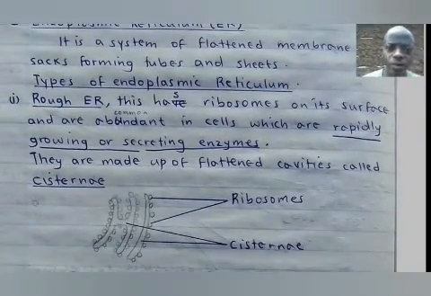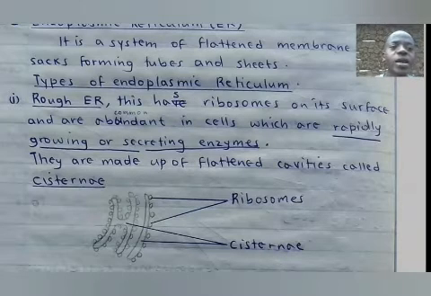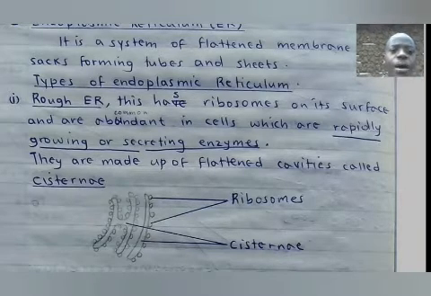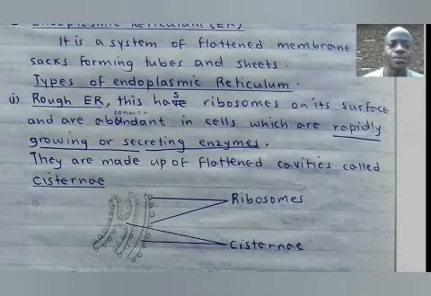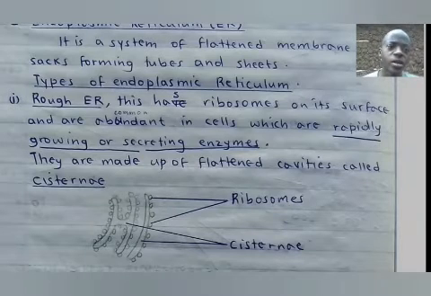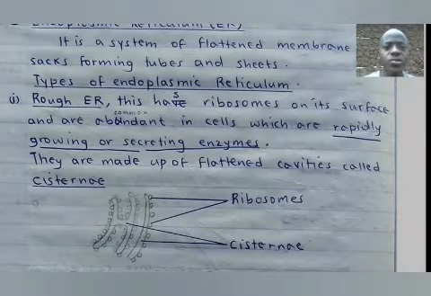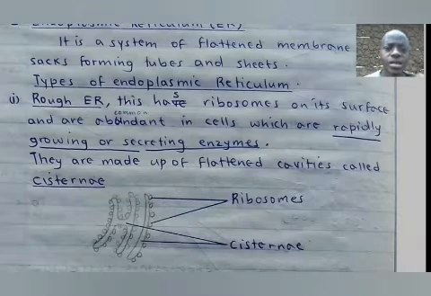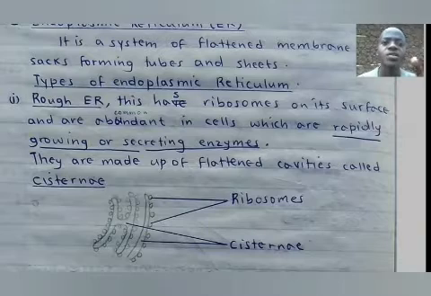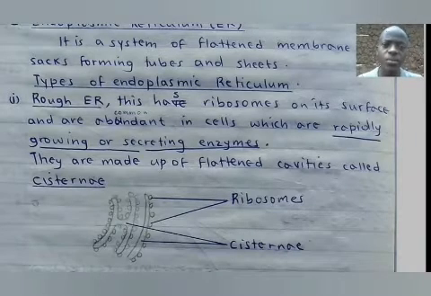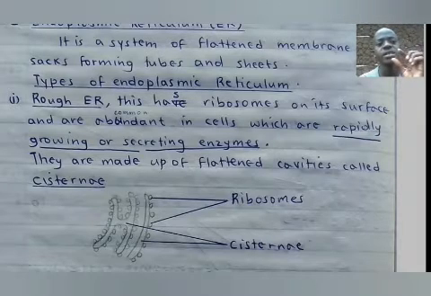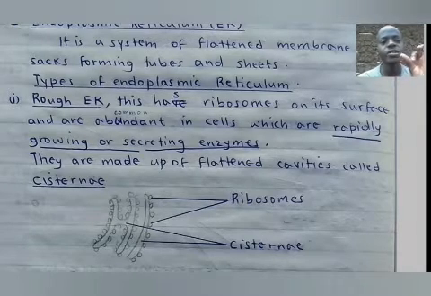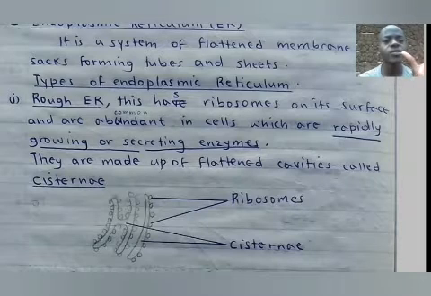Rough endoplasmic reticulum is where the ribosomes on its surface are abundant in cells which are rapidly growing or secreting enzymes. In the diagram which we drew of a plant cell, you saw what we call the endoplasmic reticulum, and it is made up of rough endoplasmic reticulum and smooth. Rough endoplasmic reticulum is the one which has ribosomes at its surface.